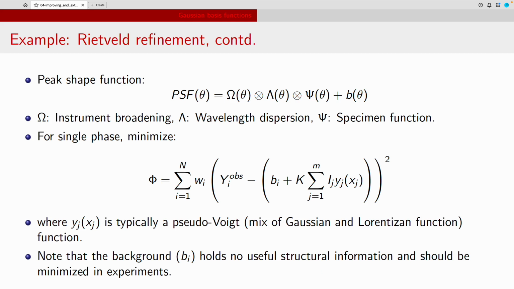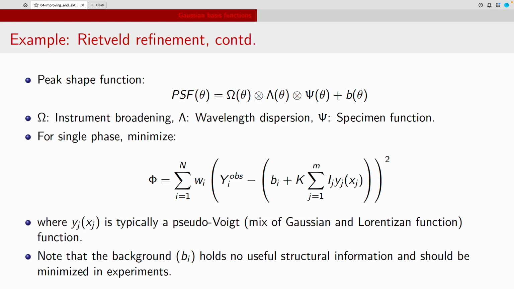In Rietveld refinement, you have what is called a peak shape function. The peak shape function is basically a convolution of 4 different functions. There's something for the instrument broadening, something for the wavelength dispersion, and something for the specimen. But by and large, the basis functions used to model this are typically either a pseudo-Voigt or something like a Gaussian or Lorentzian function.